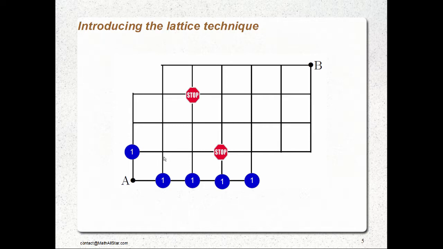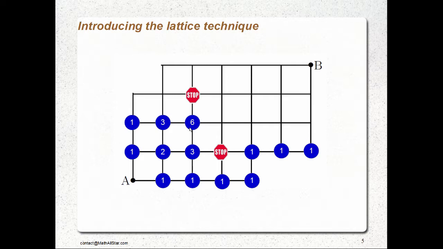Okay, how about this? 2, right? Why? There is one way from here and another way from here. How about this point? 3, correct. 2 ways from the left and 1 way from below. So what pattern can you see? The value of a point equals the sum of the values of the point on its left and the point below. Correct? Why is this?